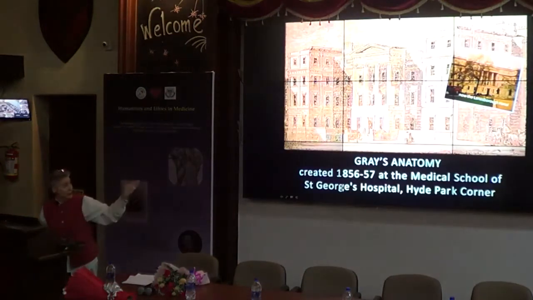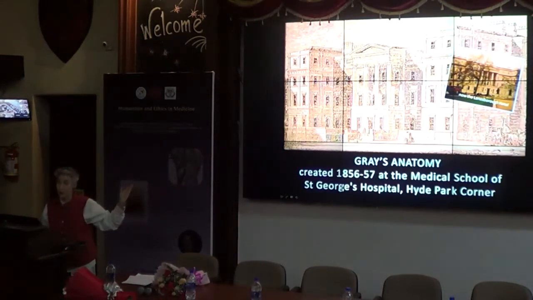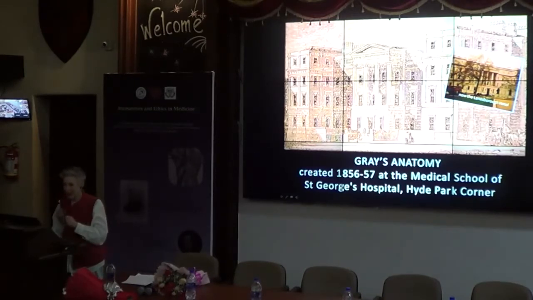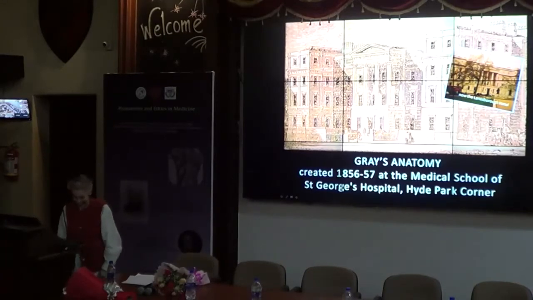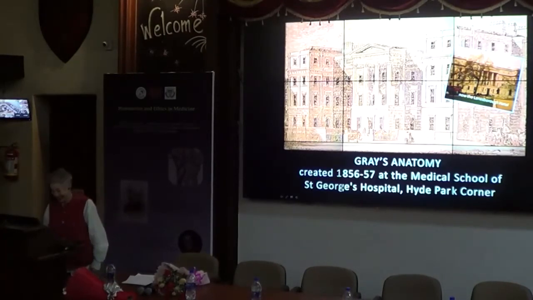Gray's Anatomy was created out of this hospital, St George's. It's on the corner of Hyde Park Corner, which is kind of in the middle of London. It was a big, important teaching hospital. It's now become a very posh hotel, which they won't let me through the front door. I tried to go in to see what it looked like, and the commissionaire could see that I didn't belong there. So I couldn't get in. I wanted to see the wards upstairs, but obviously they've been turned into very expensive hotel rooms for very rich people. So I haven't seen it.